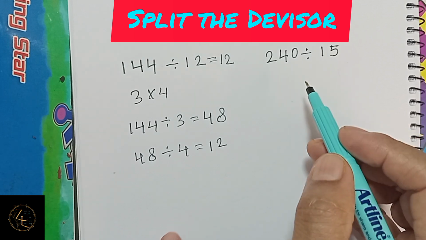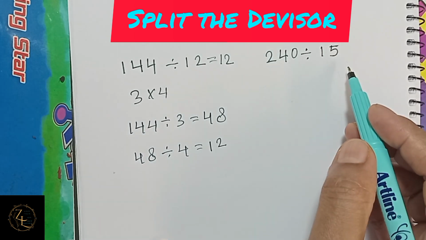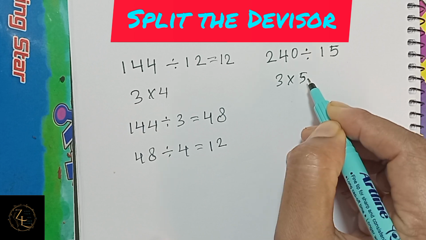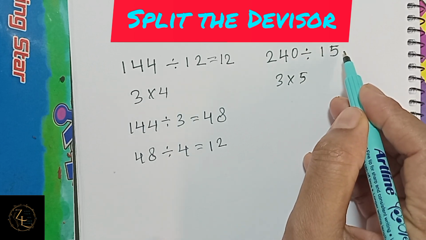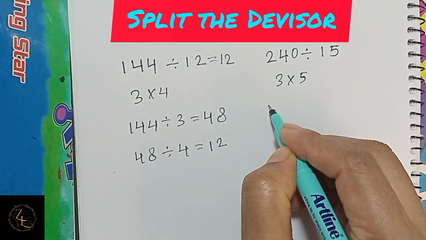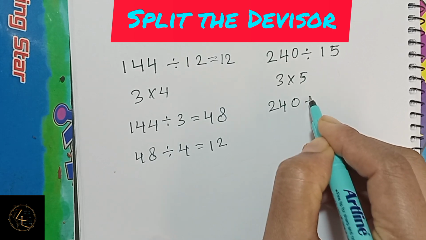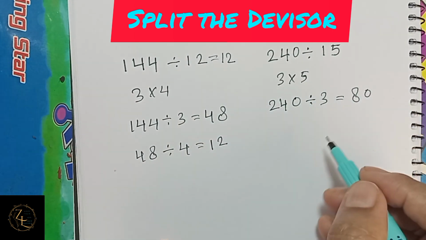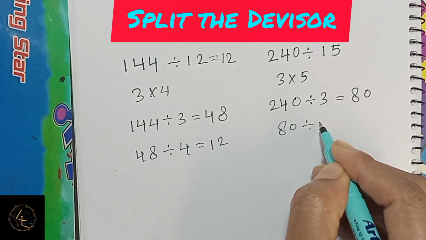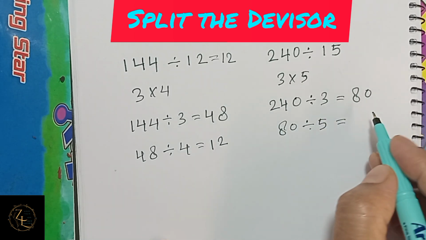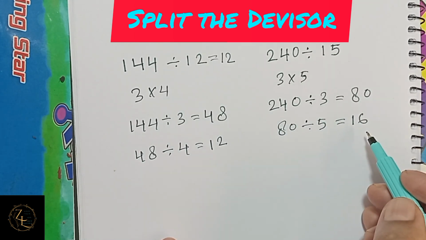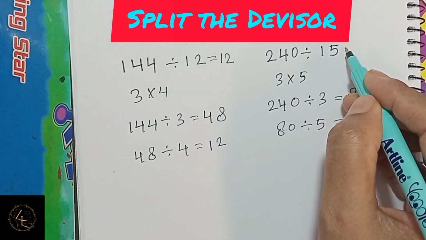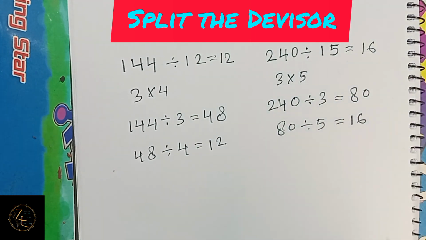In the same way, 240 is divided by 15. Split the divisor. 3 into 5. 3 times 5 is equal to 15. Divide 240 by 3. It will be 80. Divide 80 by 5. It will be 16. Final answer is 16. 240 divided by 15 is equal to 16.